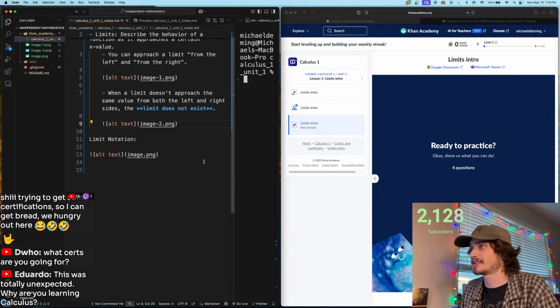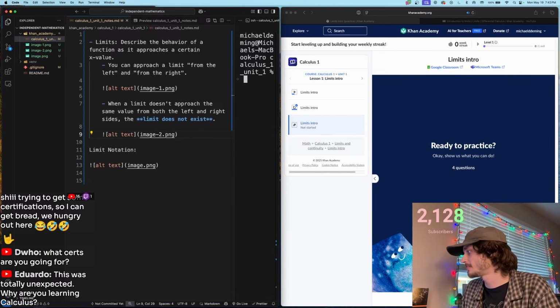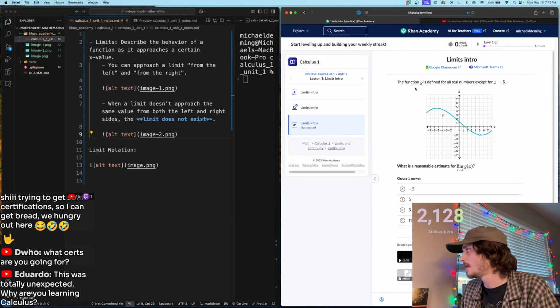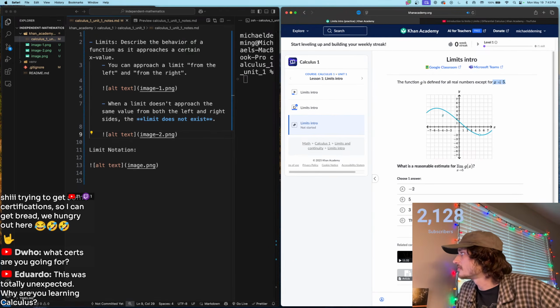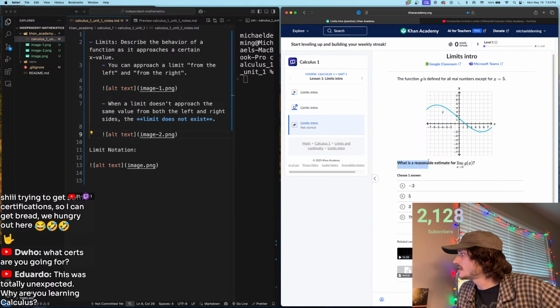All right, let's get into this. Let's keep going here. This is pretty easy so far, pretty fun. The function g is defined for all real numbers except for x equals 5, right? We're undefined at this value. What is a reasonable estimate for the limit of g of x as x approaches 5? It's -2.